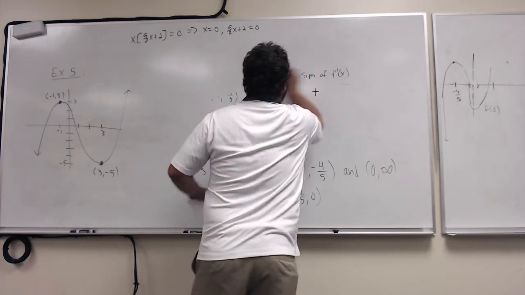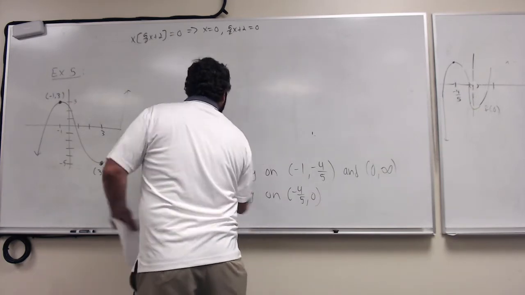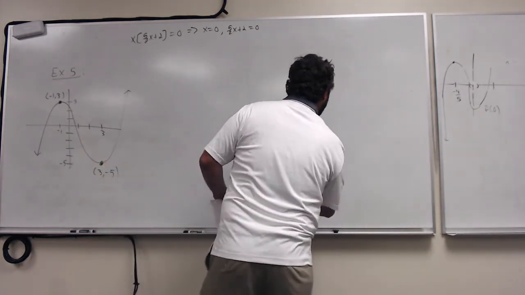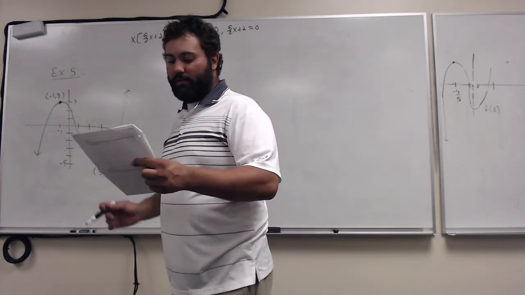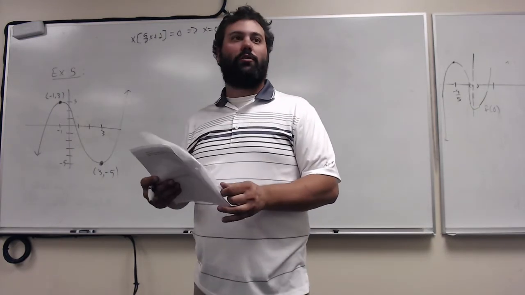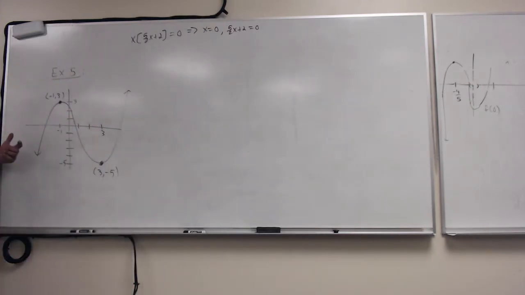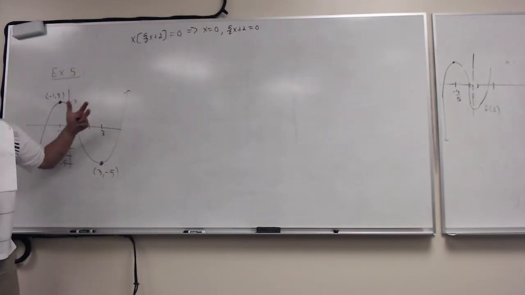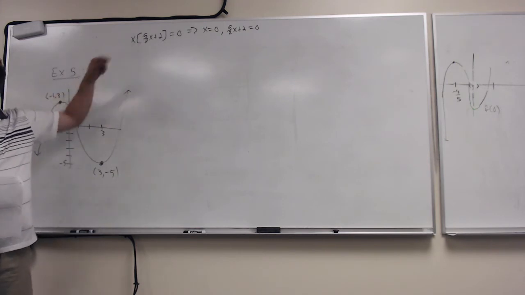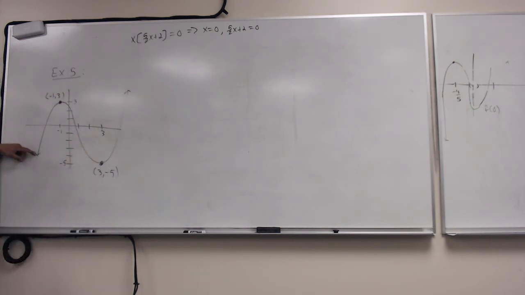So notice this function doesn't have what we call an absolute max or min, and we'll talk about those later when we do optimization. Okay, there's no maximum value on the entire graph because it's going up forever. So there's no maximum function value, and just like over here, it's going down forever. So there's no global or absolute minimum.